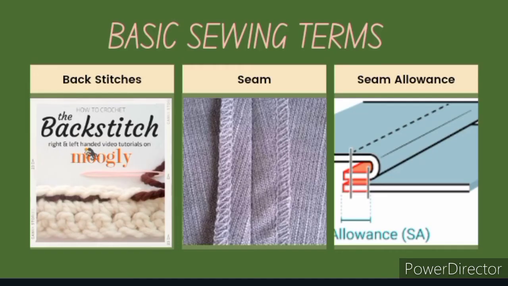Okay, we are starting with back stitches. That is under basic sewing terms. We say back stitching is a process of sewing backward over the loose thread at the beginning of a stitch in order to secure your stitch, and this is done at the beginning and the end of a stitch and whenever the thread is broken.